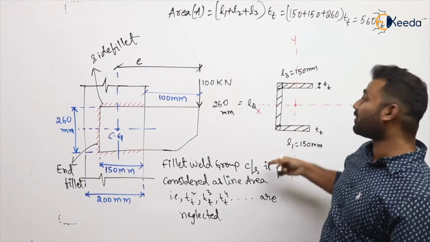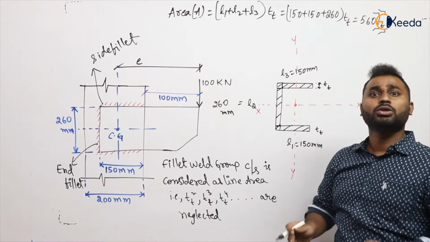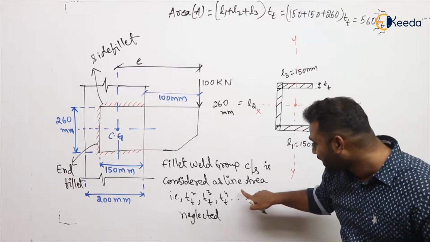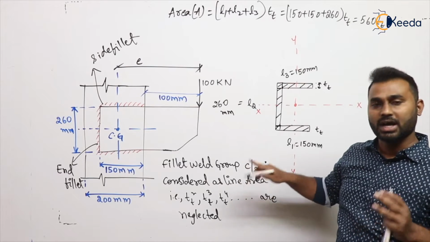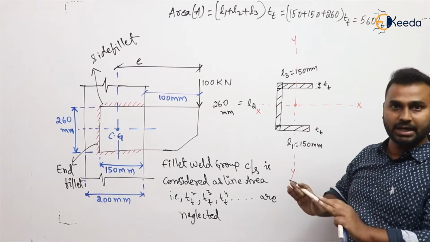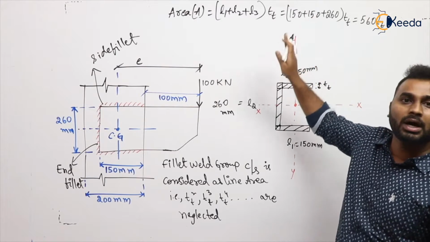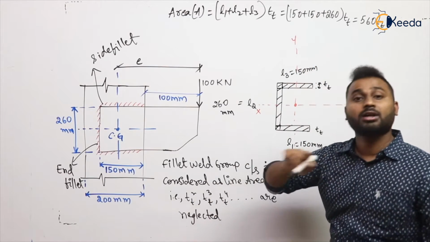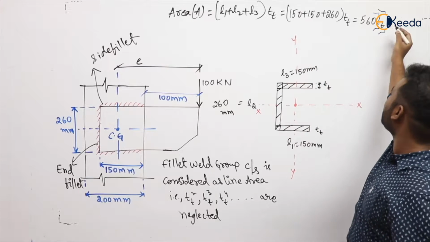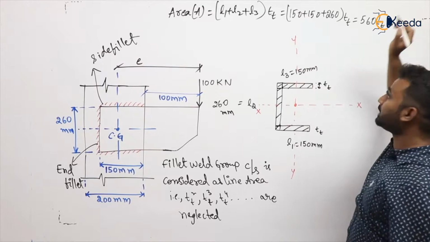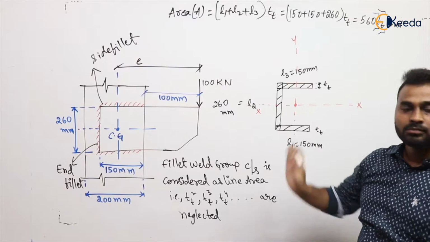It means there exists an overlap. So that overlap we ignore. That is the meaning of the line area assumption. Is that clear? As we are considering the weld group as line areas, that overlap, or the higher power terms of the throat thickness, can be ignored. Hence, the area is 560 TT. Is that clear? That is the area of the fillet weld.